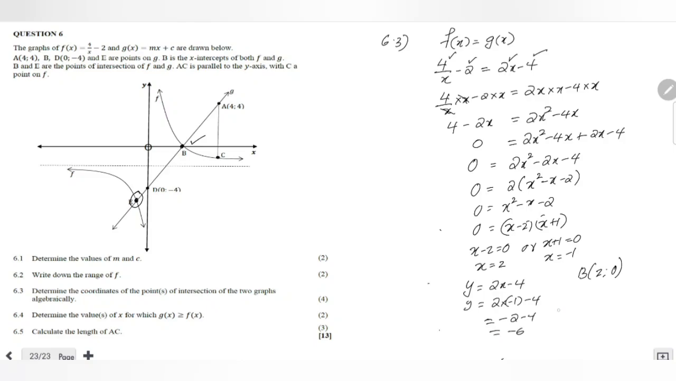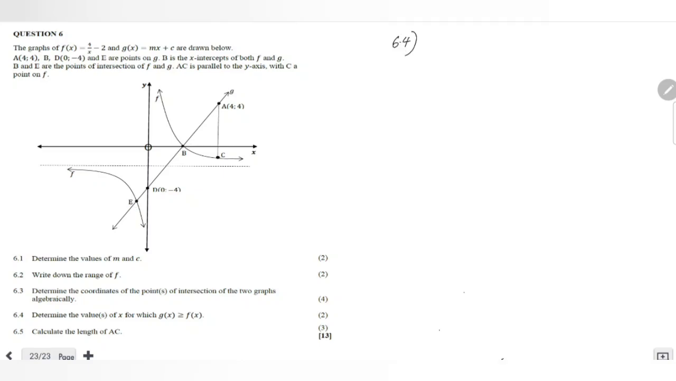So we got it. That is the coordinates of E: x value minus 1 and y value minus 6. Okay, now we are moving to question number 6.4. Determine the values of x for which g of x, that is the straight line, is greater than or equal to f of x. G of x is up and f of x, the hyperbola, is down. Did you see the interval on the x-axis where the straight line is up and the hyperbola is down?